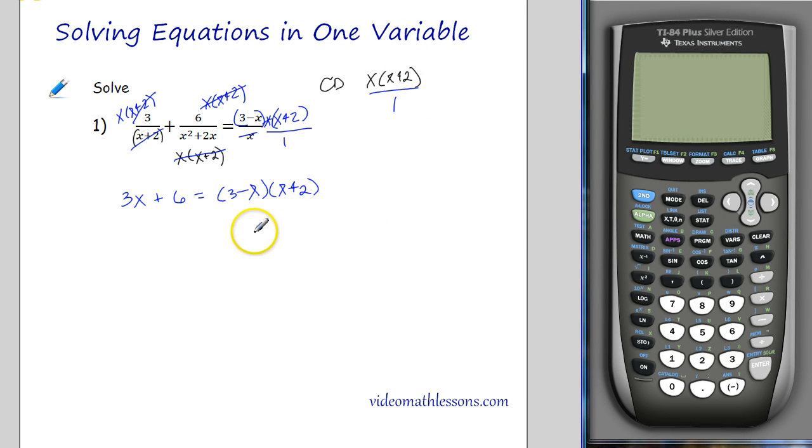Now to solve this, I have to get rid of this parentheses. So we're going to FOIL this out. However you FOIL it, some people use a box method, but you should be past that stage. You could do this in your head if you wish. I'm just going to distribute because it's got this weird minus x in it. So I'm just going nice and easy. So it's 3x plus 6 negative x squared minus 2x. Clean this mess out. You get negative x squared plus x plus 6 equals 3x plus 6.